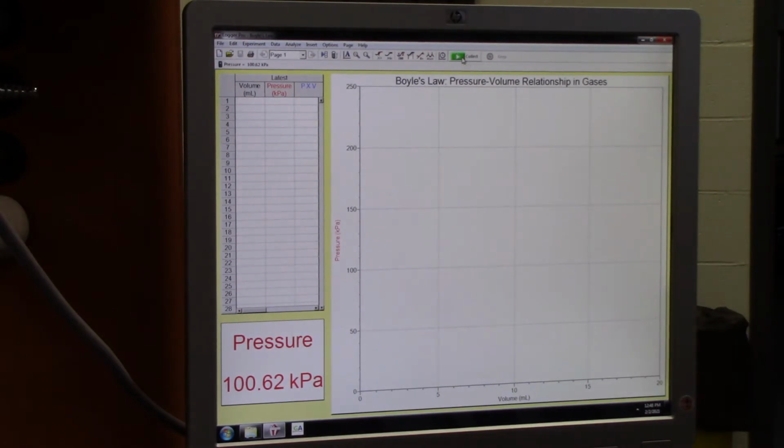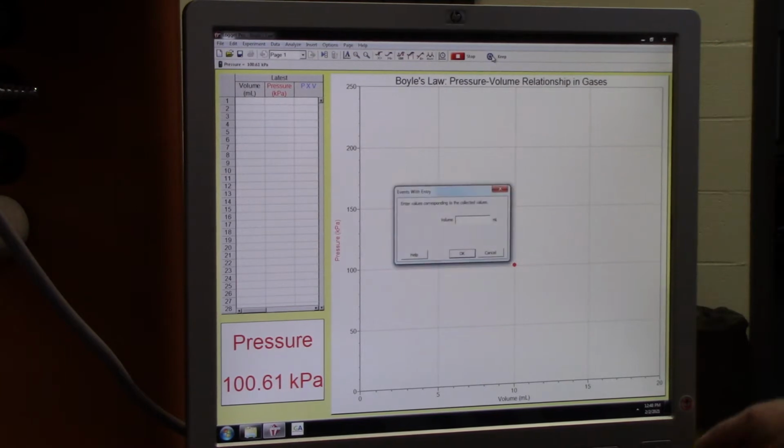100.62. It should be the barometric pressure inside the volume in the syringe. So it should be around 101. So that makes more sense. I'm going to collect that data. So I hit collect. It asks me if I want to keep it. I say yes. I put in 5.8.